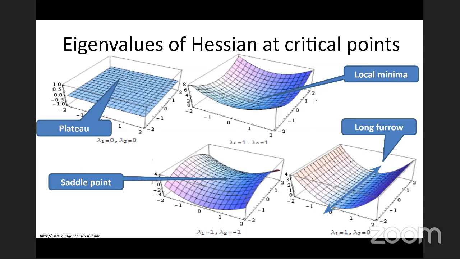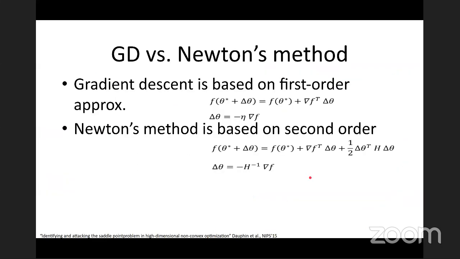If you have a plateau, then your second derivative is zero, and your first derivative is also zero for all directions. If you have a local minima, then your first derivative is zero, but your second derivative is positive, so the eigenvalues of the Hessian matrix are positive. For saddle points, some eigenvalues are positive, some are negative. For long furrows, some are zero along one direction, others are positive. So these are all things that are problematic for gradient descent.